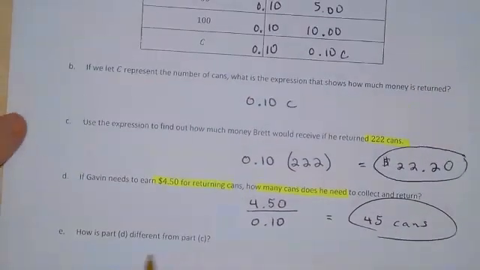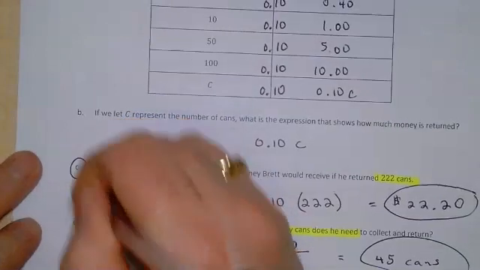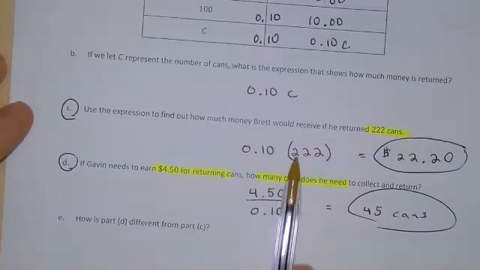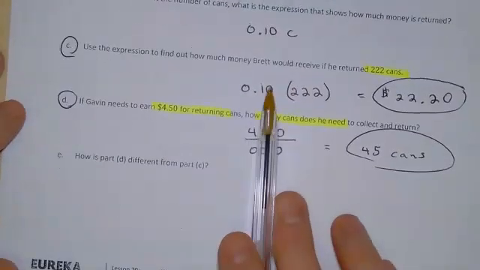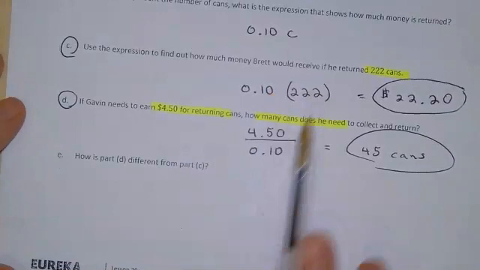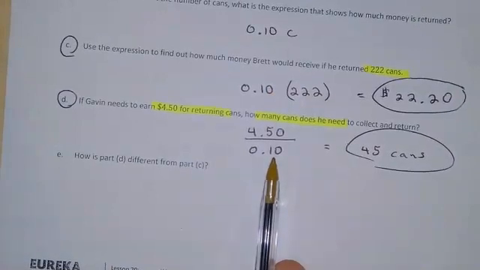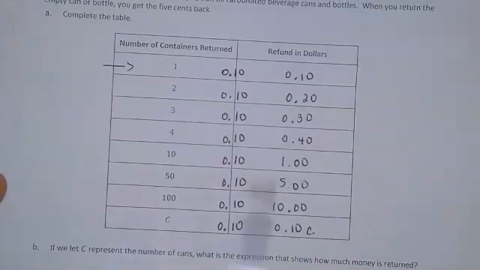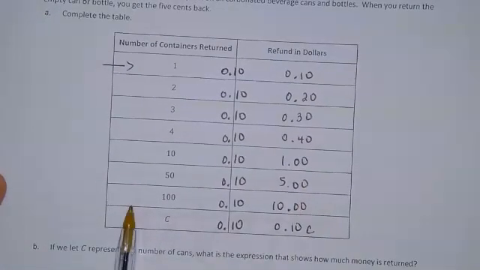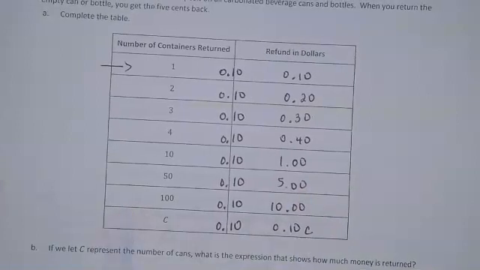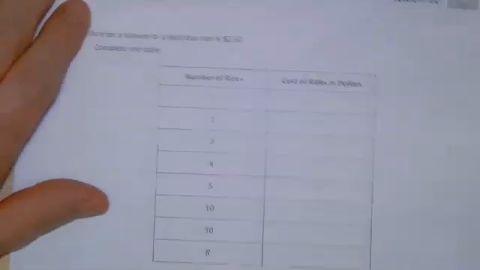Okay? How was D different than C? So let's look at D and C. What did we do up here, Peyton? And down here we did divide, right. So if you go one way, it's multiply. If you go the opposite way, it's divide. Does that still make sense? Okay, let's do one more together.